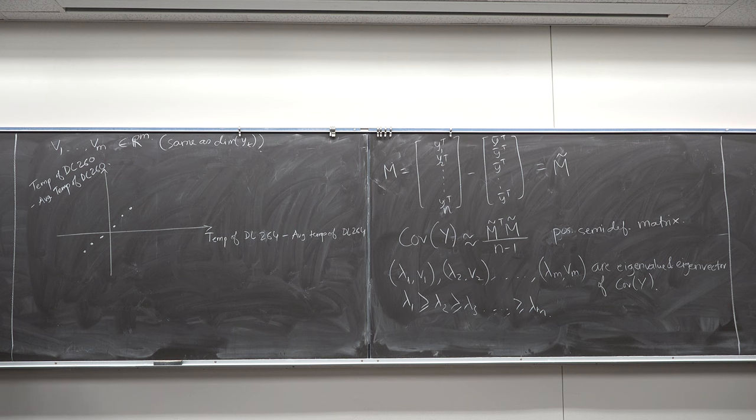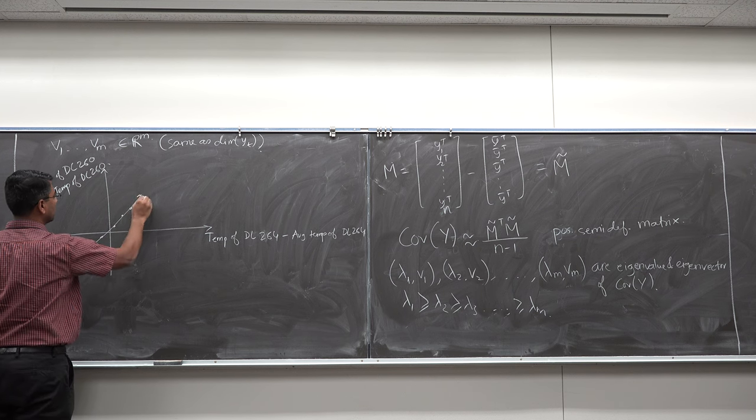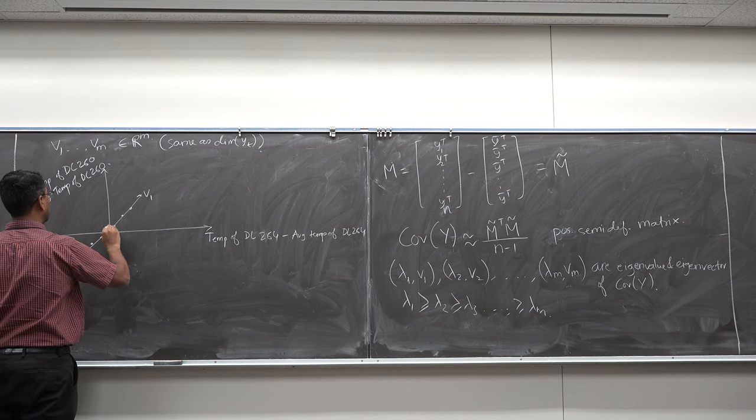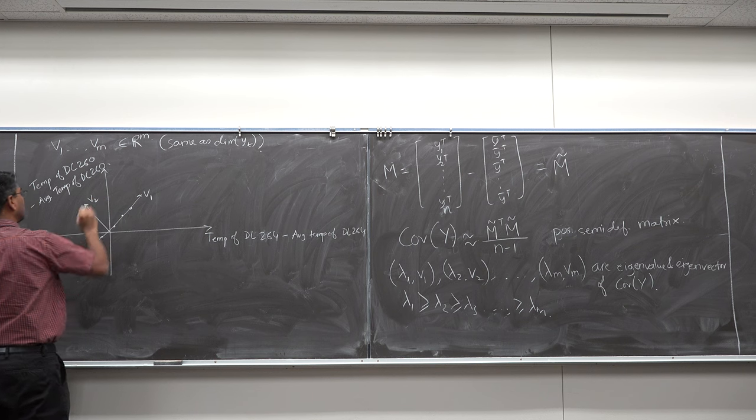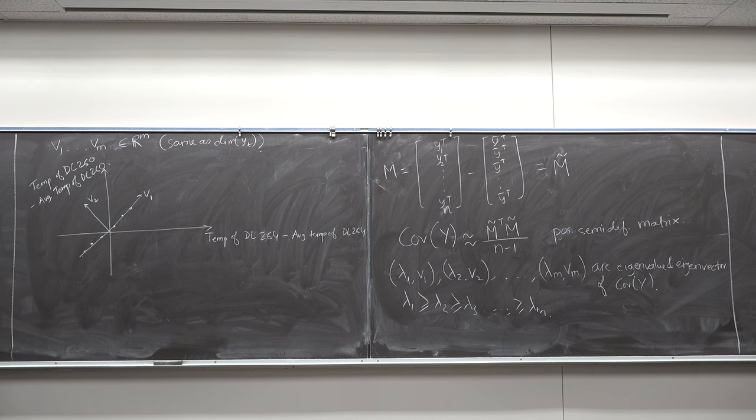Right, and what we had noticed is these two temperatures are along this particular line. They are on the y equals x line because both the temperatures were equal at all points of time. So this vector would be my v1, this direction, and the orthogonal to this will be v2.